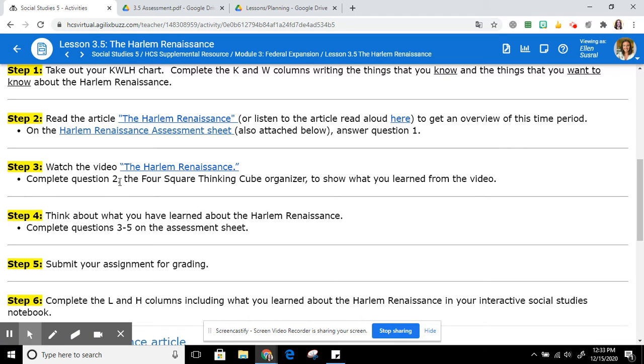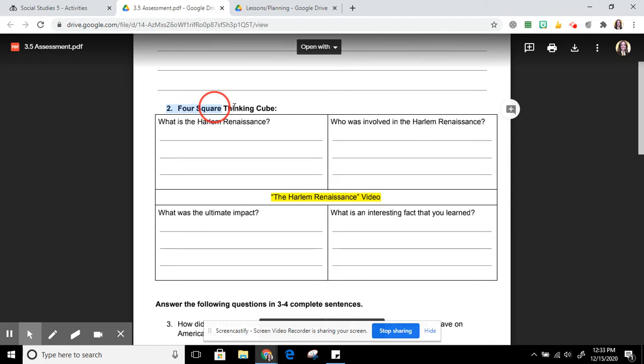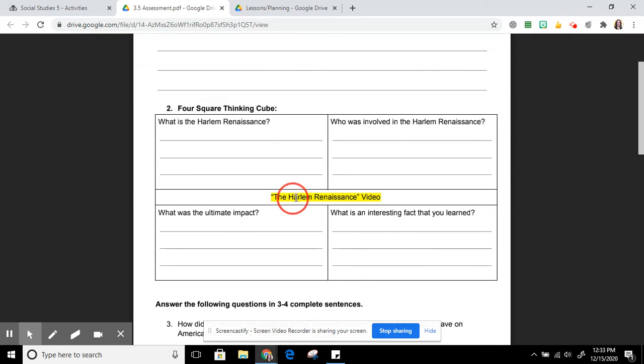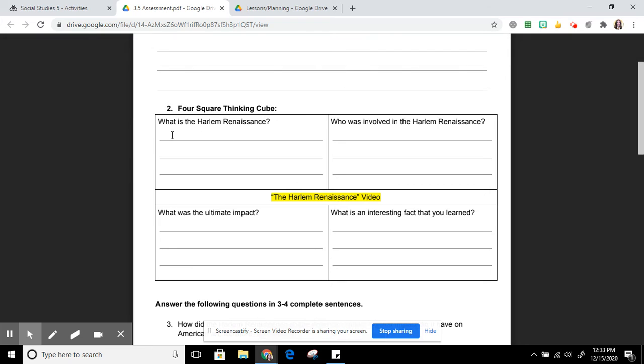and you're going to complete question 2, which is a 4-square thinking cube, graphic organizer, to show what you've learned from the video. So let's go look at question 2. Question 2 is a 4-square thinking cube. Here's the 4-square thinking cube. 1, 2, 3, 4. It's 4 questions. It's also labeled here, the Harlem Renaissance video. So you've got 4 questions to go along with the video.